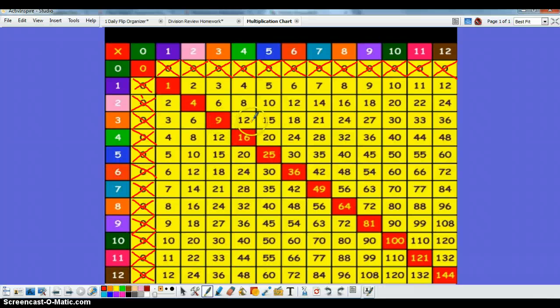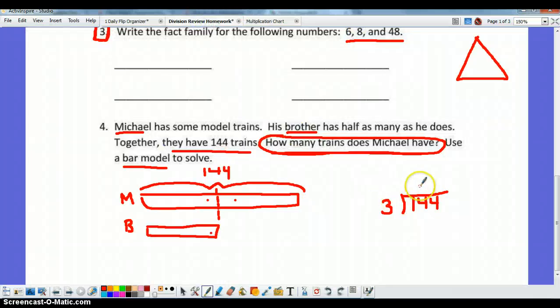1, 2, 3, 4. I don't want to go over 12 because if it's 15, I'm too high, so my answer is 4. I put 4 on top of the 14. I divide it. I multiply 3 times 4, which gets me 12. I divided, I multiplied, I now subtract. 14 minus 12 is 2, and I bring down my 4.